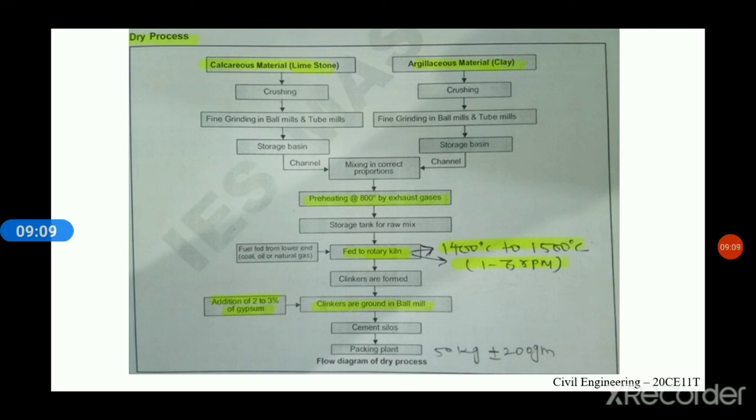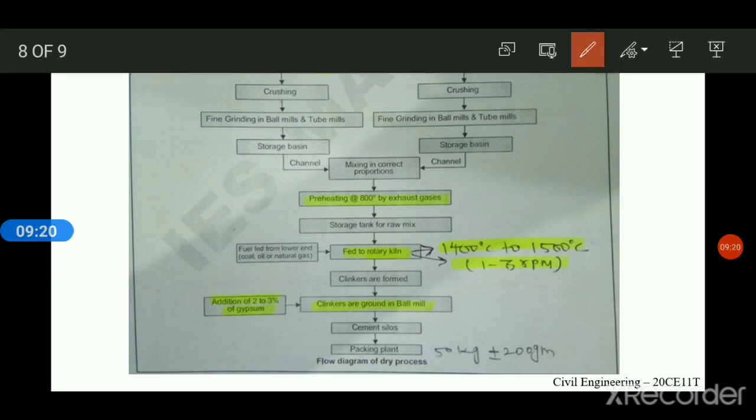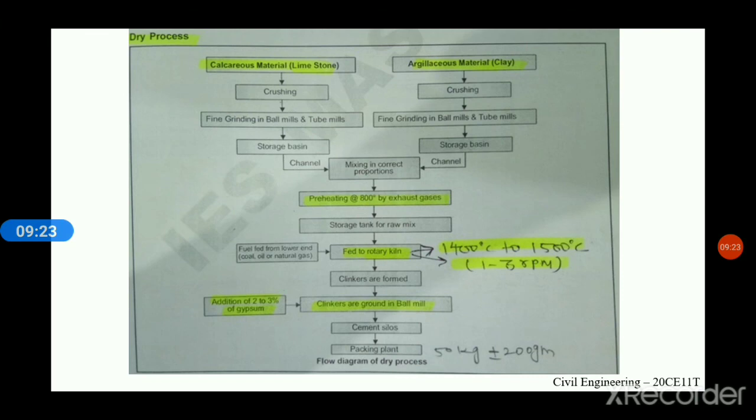I'll give a brief here now on the dry process. As I told earlier, first the raw materials, calcareous material and argillaceous material. Calcareous is limestone, argillaceous is clay. Both are crushed in separate crushers. You can see in the flow diagram also. The calcareous material is crushed separately, and the argillaceous material is crushed separately.